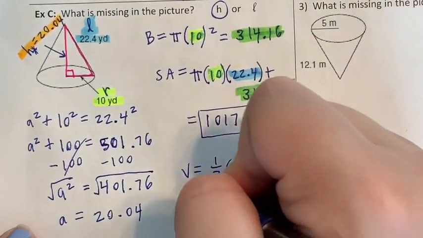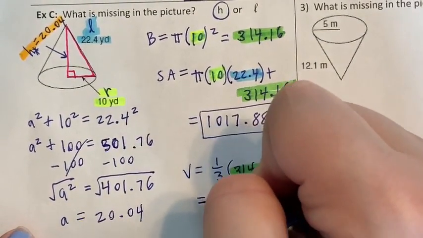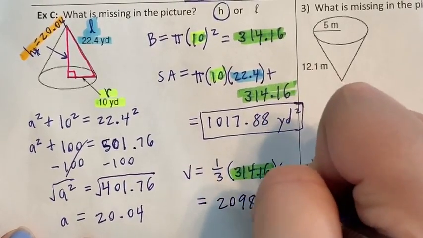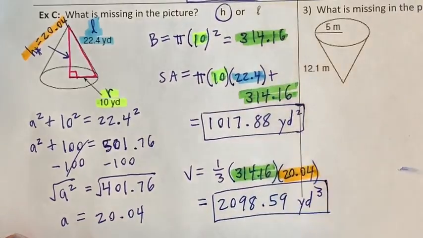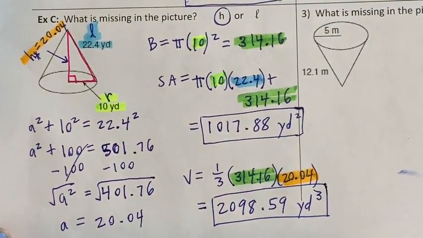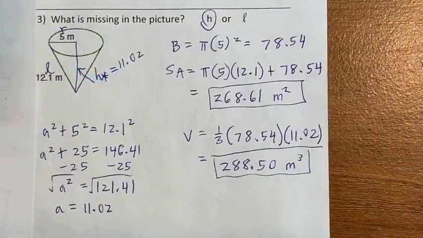Then when I do that piece in my calculator for my volume, I get 2,098.59 cubic yards. And at this time, you can pause the video and try number 3. See how you did. Here's what I came up with for you.